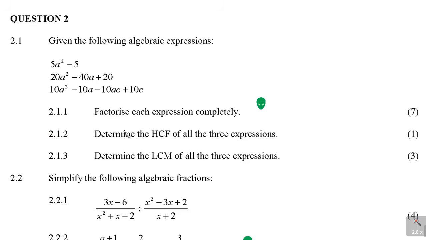The 2.1.2 says, determine the HCF, which is your highest common factor, of all the 3 expressions, you get a mark. And then the next question, 2.1.3 says, determine the LCM, which is your lowest common multiple of all the 3 expressions, is 3 marks. If you look at the total mark allocation for question 2.1, you can see that this adds up to 11 marks. And you don't want to lose those 11 marks in an exam when you could have actually solved them simply.